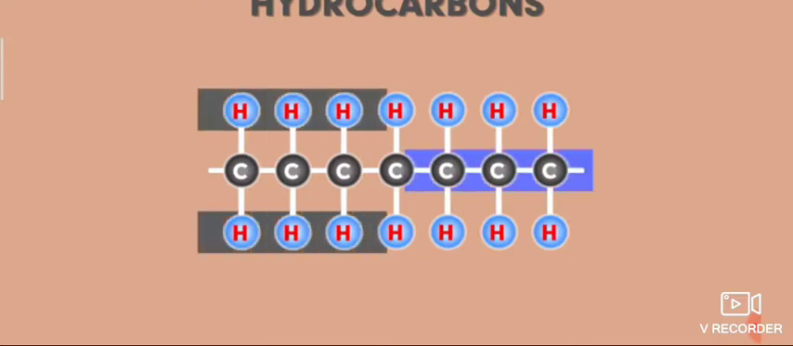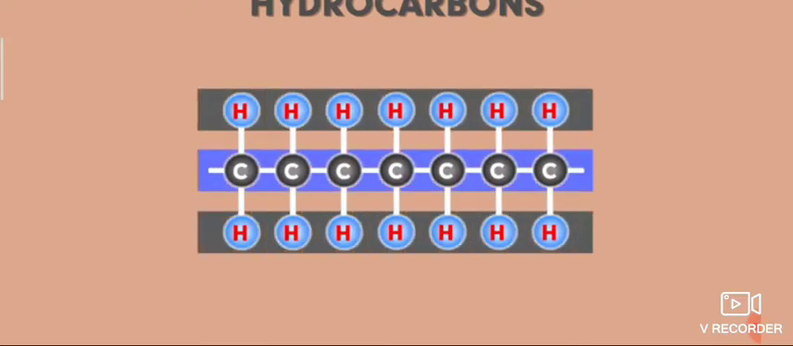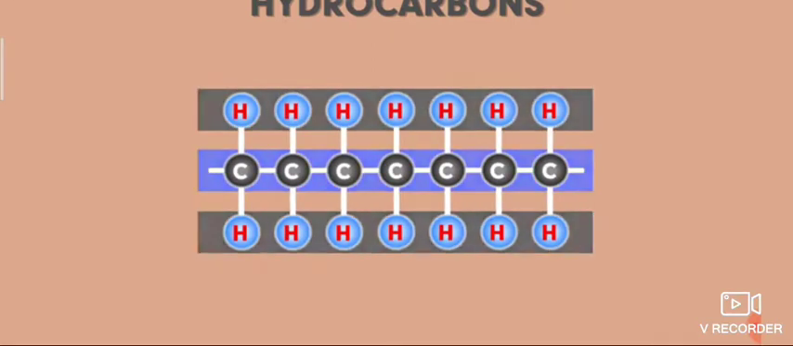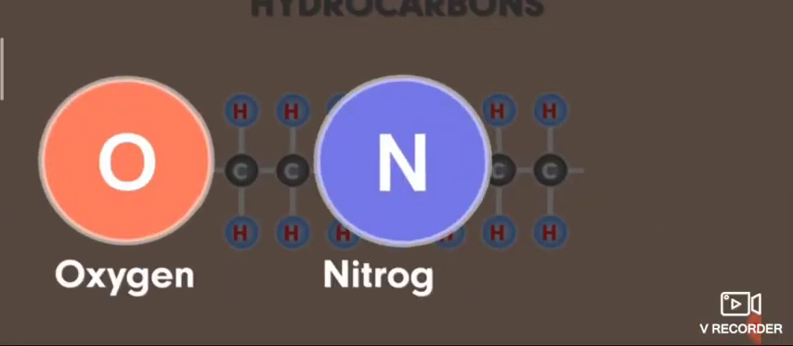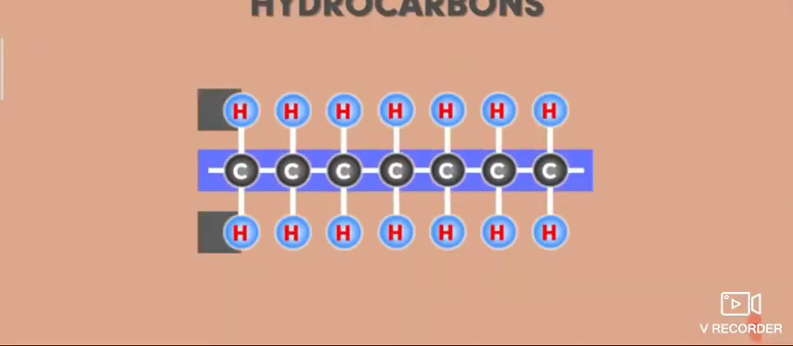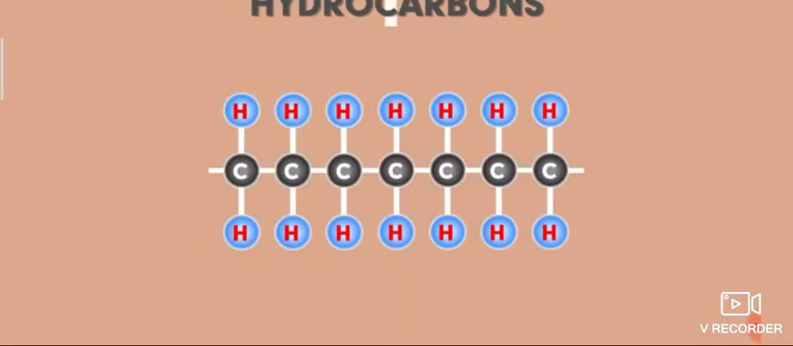It can combine with n number of carbon atoms to form a straight line structure, branched structure and cyclic structure also. Oxygen, nitrogen and sulfur also can combine with hydrocarbons. So those are known as carbon compounds.